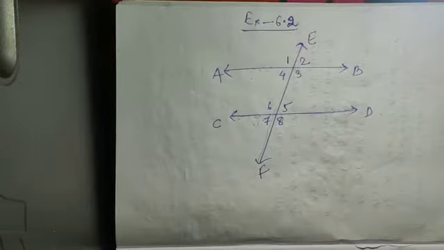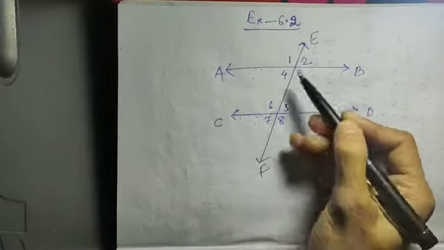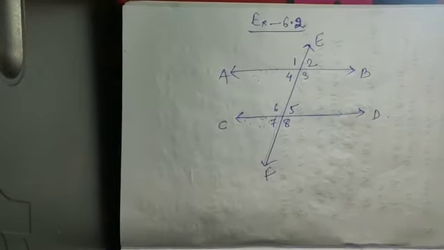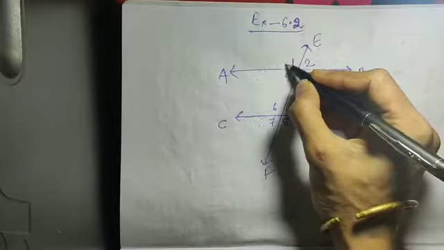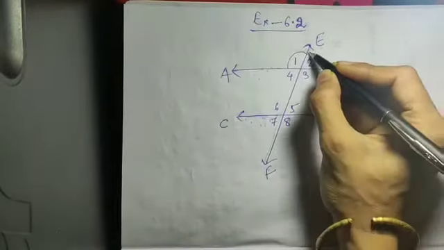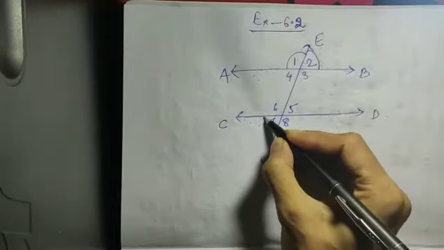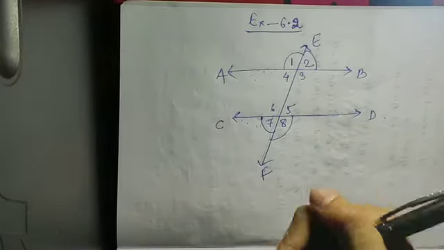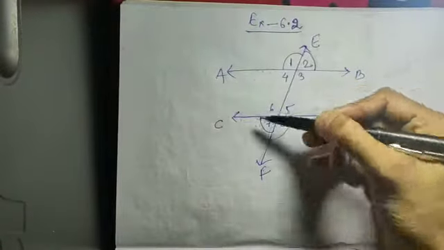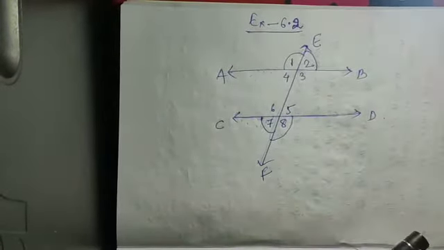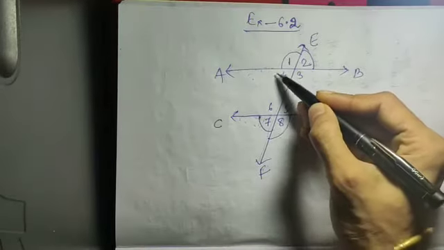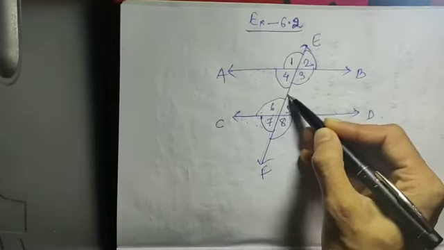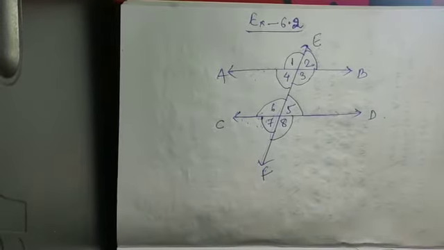Done? Now, if these two lines are parallel and EF is the transversal, then angles 1 and 2 are exterior angles, and 7 and 8 are exterior angles. Okay, outside angles. Now, what are the interior angles? 4 and 3 are the interior angles, and 6 and 5 are the interior angles.